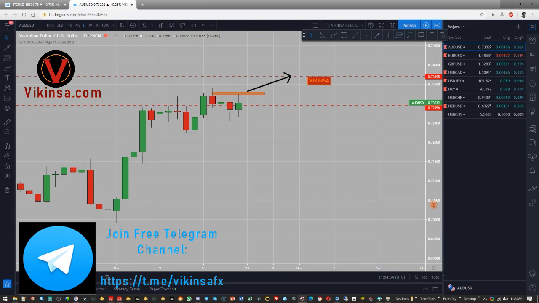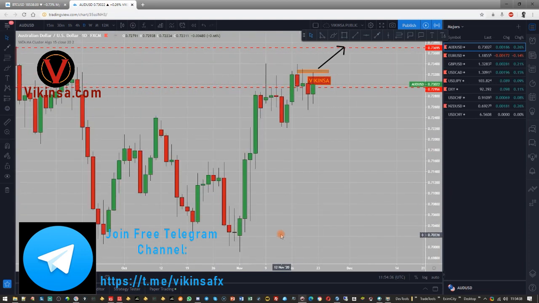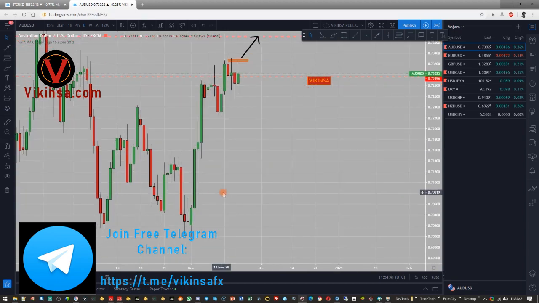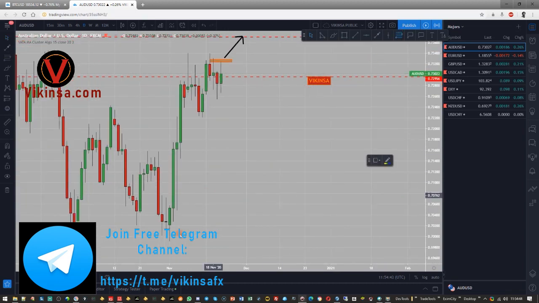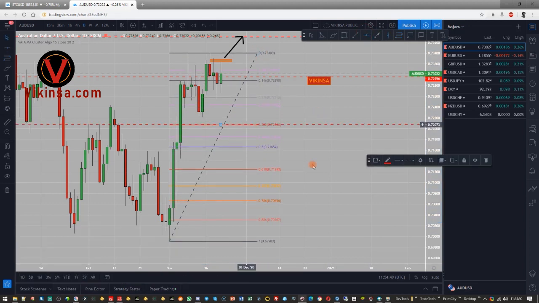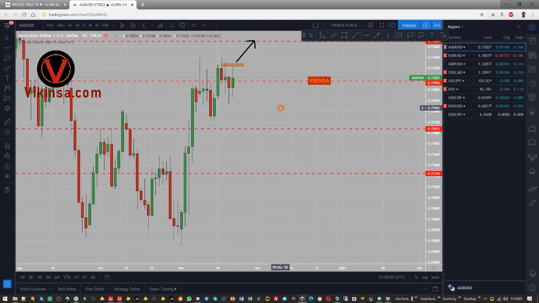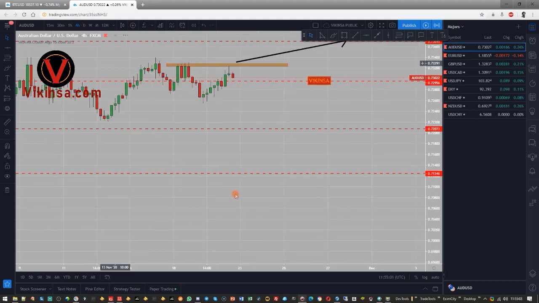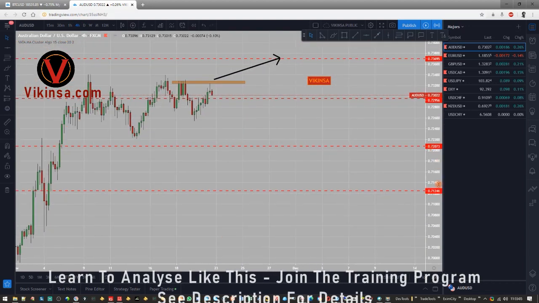If I go to the daily time frame, it is consolidating at the moment, and we also have this W pattern, which basically means that it can fall down to this level and this level. Okay, right, and if I go to the 4-hour time frame, that's what we have.